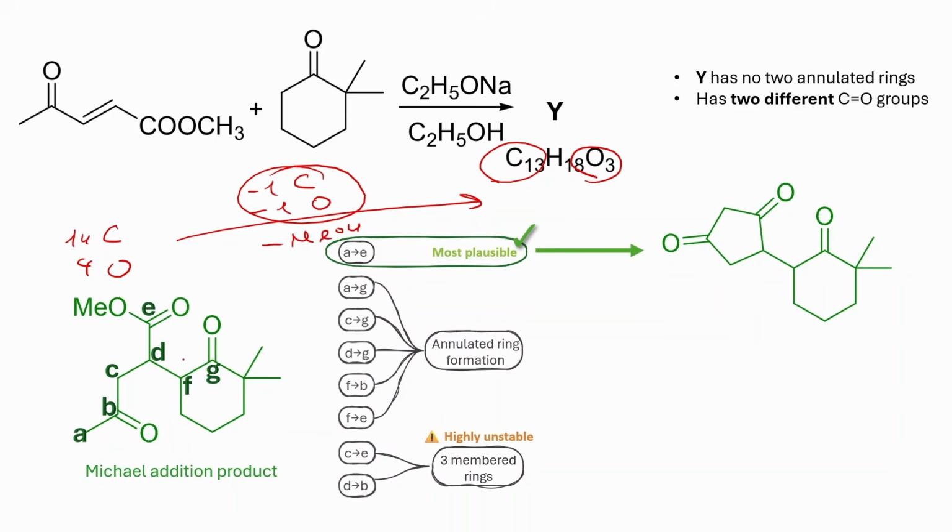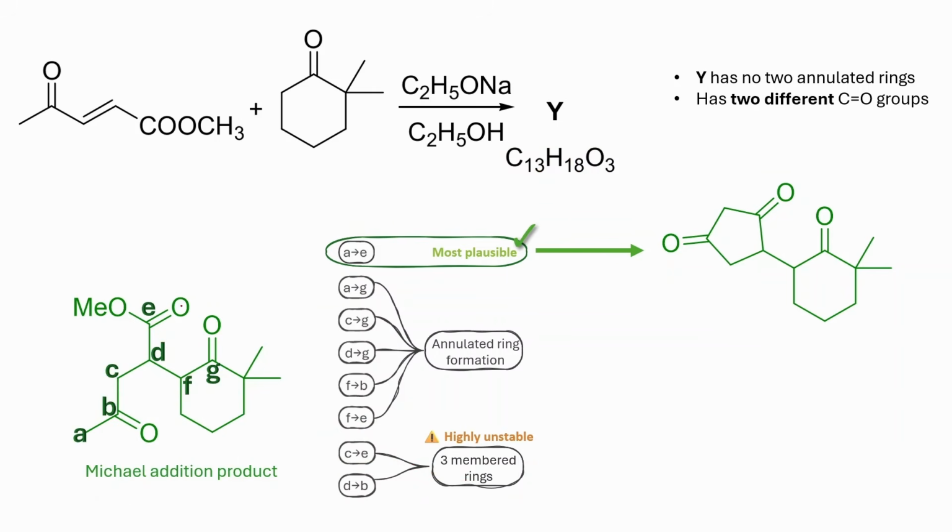Okay, there are only a few possibilities here. We can actually have three possibilities. Can you see them? A attacks E, C attacks E, or F attacks E. And because C to E is highly unstable, and F to E is also highly unstable, because F to E also forms a three-membered ring, but also there is annulation. Okay, we have fusion of a new ring here, two molecules through two bonds. So we eliminate these two possibilities, so we end up with A to E attack.